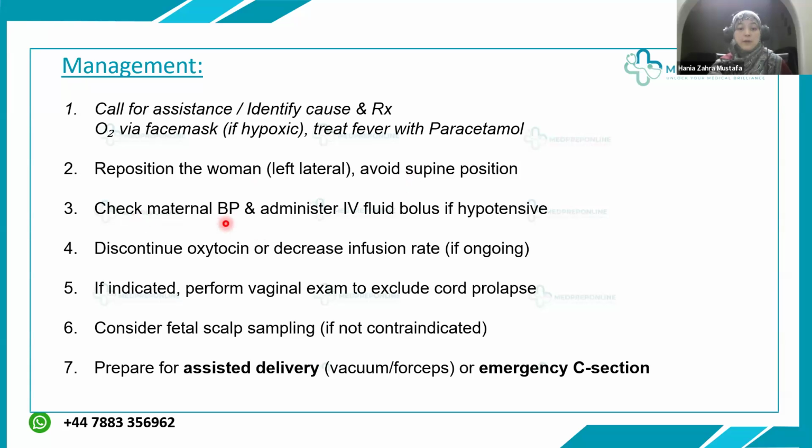You will check the maternal BP and give her IV fluids. If she is hypotensive, you will discontinue oxytocin and decrease the infusion rate, because uterine hyperstimulation can also cause prolonged decels. If indicated, you will perform a vaginal exam to exclude cord prolapse, because it's also a cause of bad CTG. You will consider fetal scalp sampling if it is not contraindicated. You will prepare for assisted delivery or immediate emergency C-section in case of contraindication to fetal blood sampling.